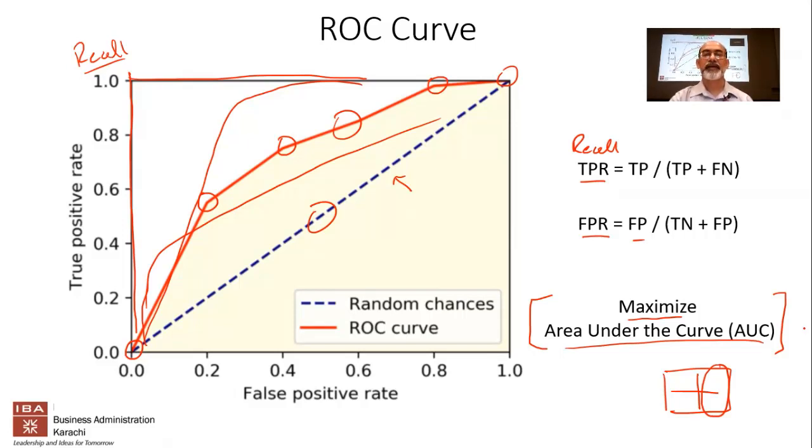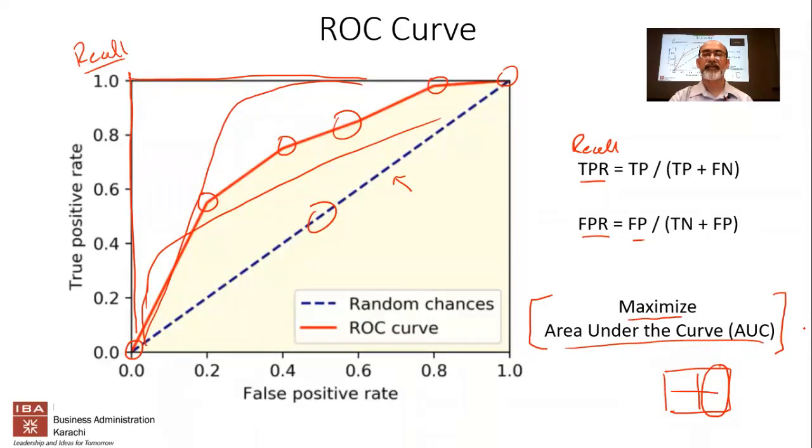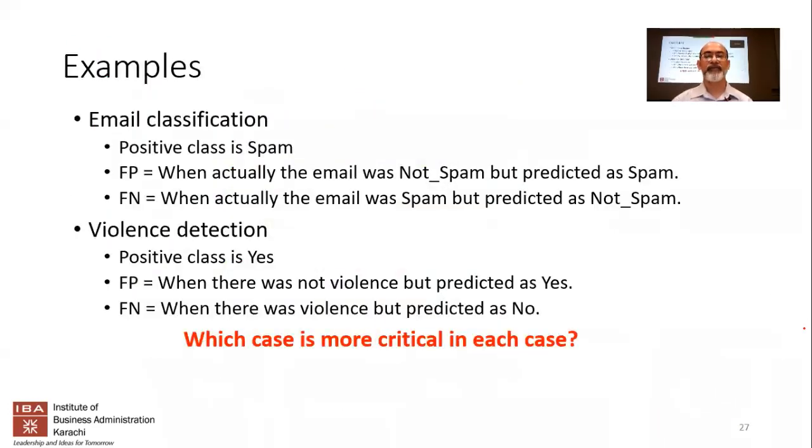So this is, in a nutshell, the different techniques that we talked about and different metrics. Some of these metrics are kind of obvious. Some of these metrics are not so obvious. The ROC curve is not so obvious, but we'll try to cover that later on as well. So let's take a look at some examples.